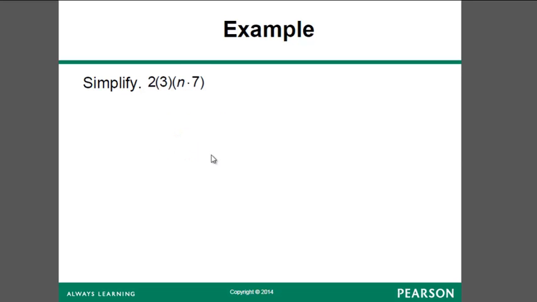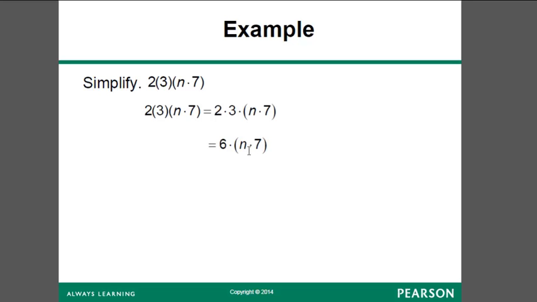Let's look at another example. 2 times 3 times n times 7. I've got the n thrown in there. Let's look at a way to deal with the n. Well, one way is to look at the 2 times 3 and then look at the n times 7. Well, 2 times 3 is 6. Now I have this n times 7.